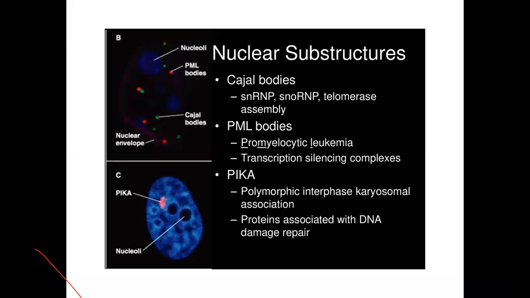And paraspeckles, another type of bodies. They are irregular shaped subnuclear structures. They connect to interchromatin space, and they are placed in the interchromatin spaces of a nucleus, and the diameter is 0.2 to 1 micron.